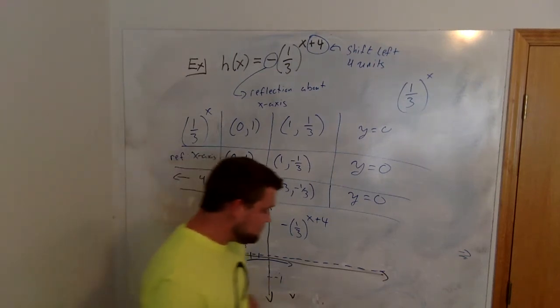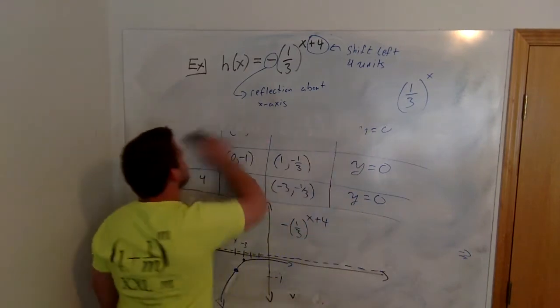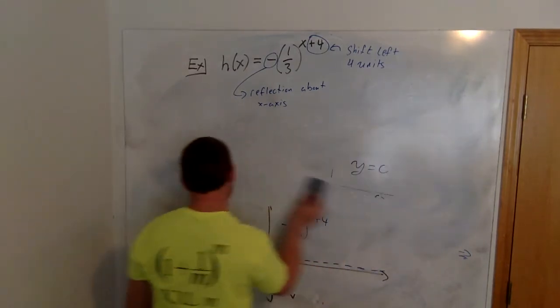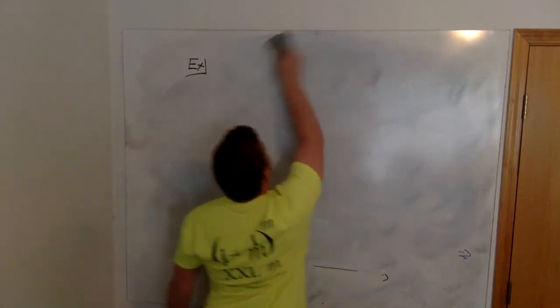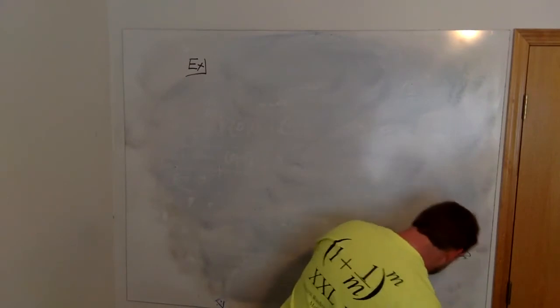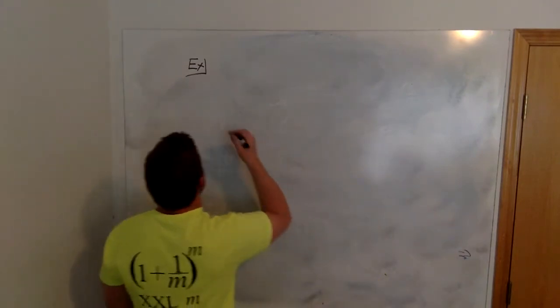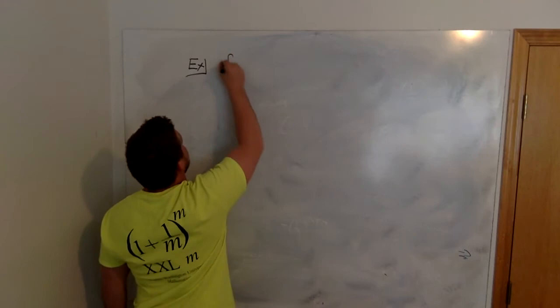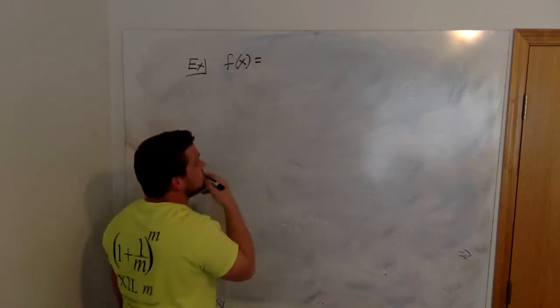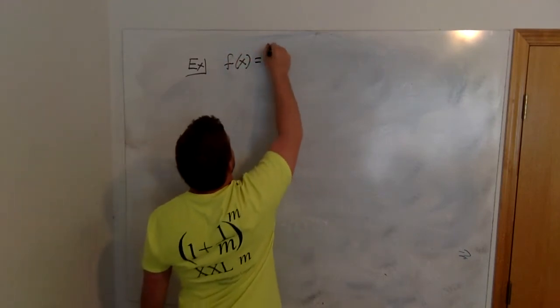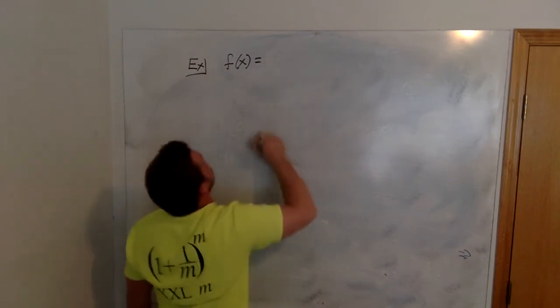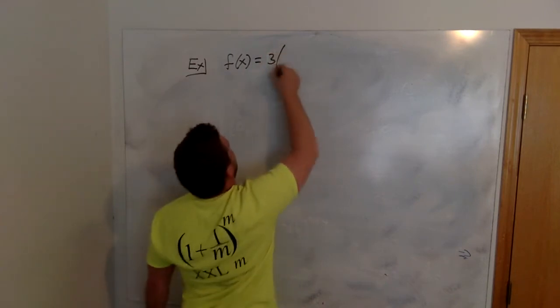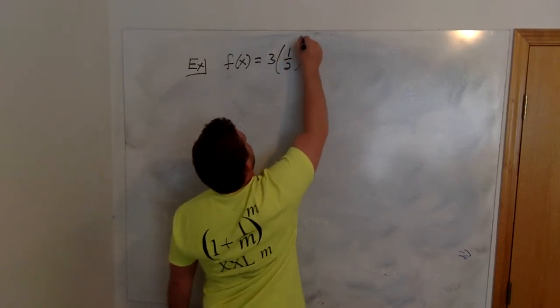Okay. Let's do one more example. And for this next example, I'm going to do it in 2 different ways, just to kind of give you a tip. So let's say, for example, that we want to sketch the function, let's call it f of x. And let's say it's going to be 3 times a 1/2 to the x.